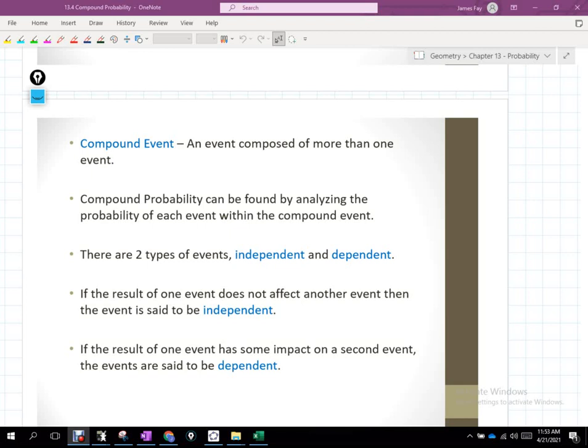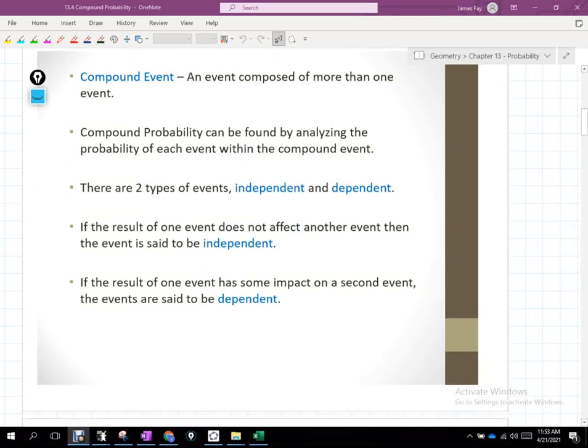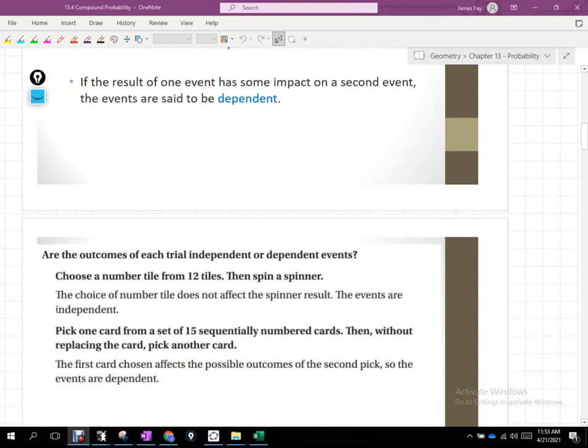So if the result of one event does not affect or impact another event, then the event is said to be independent. If the result of the event has some impact on a second event, then the events are said to be dependent, okay? We'll go through some verbal scenarios where we can realize there is a relationship between these two. But there are also some algebraic formulas that we'll run through, so that if provided just the data, we can decide whether two events were independent or dependent as well, okay? So here are some examples.